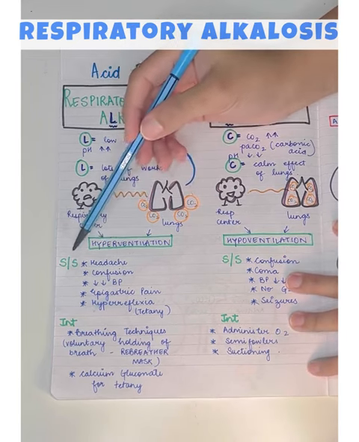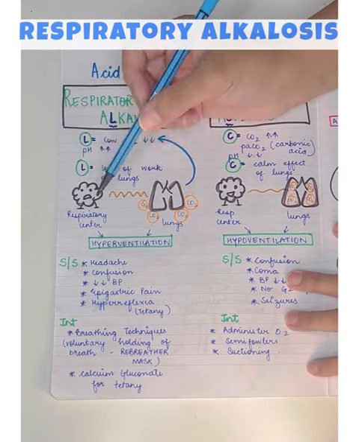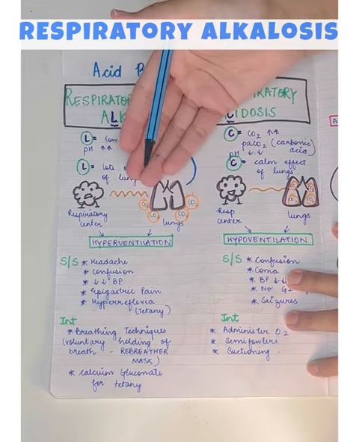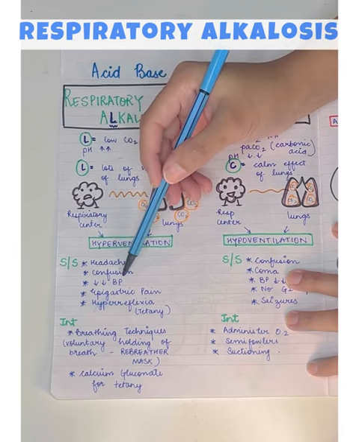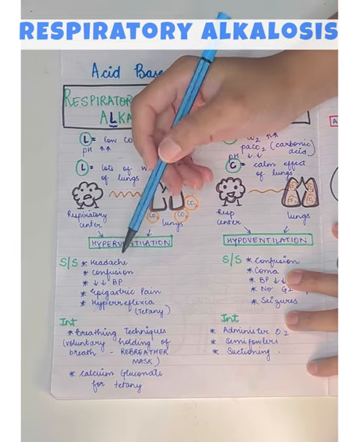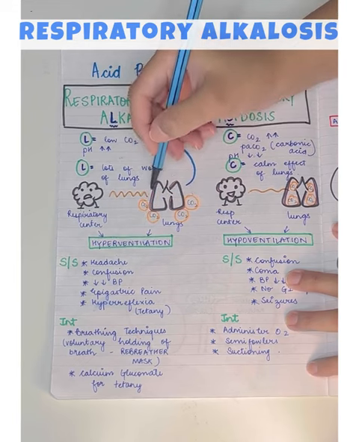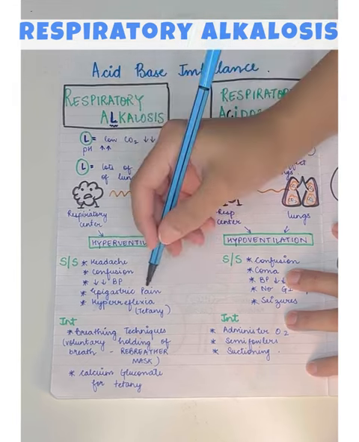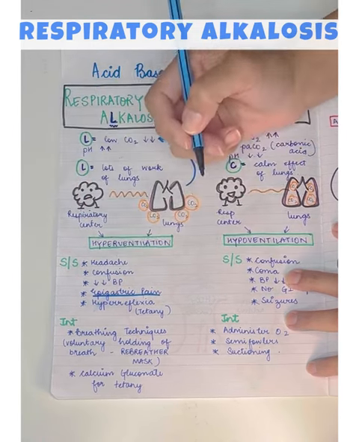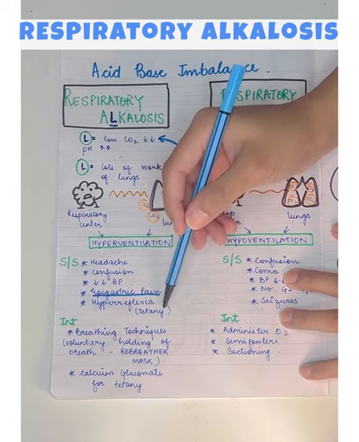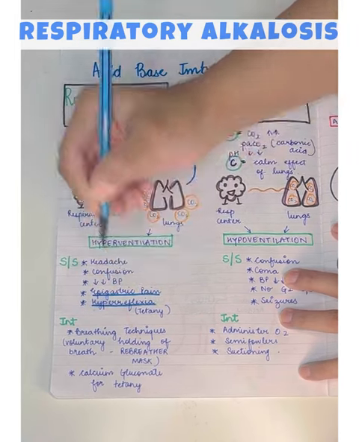Therefore, the sign and symptom that comes is headache. If the person is having hyperventilation, he's breathing way too fast. That means he's having headache, he's confused, and his blood pressure is going to go low as a compensatory mechanism. If his lungs are working way too hard, he's going to have epigastric pain, and this is going to be a significant sign. Hyperreflexia, that means tetany, involuntary movements.